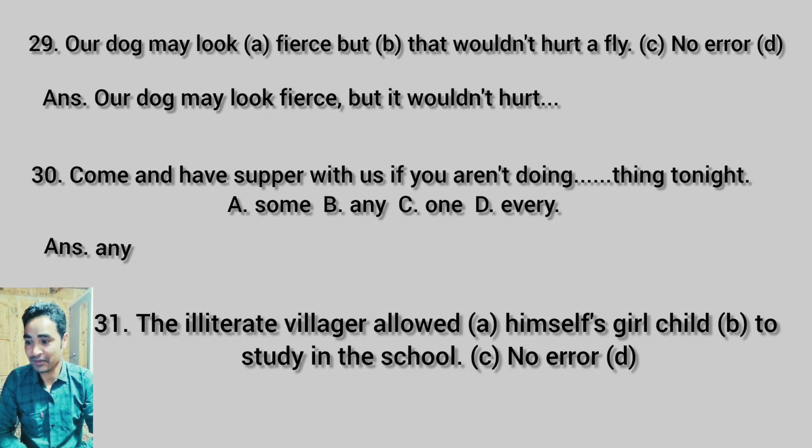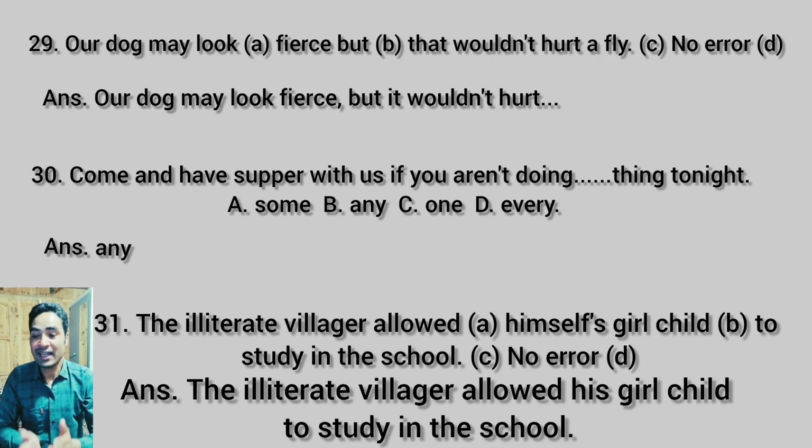Question number 31. The illiterate blazer allowed himself's girl child to study in the school. Guys, as I taught you, reflexive pronouns don't take apostrophes. You don't say himself's car, you say his car. You don't say herself's family, you say her family. You don't say yourself's decision, you say your decision. Similarly, in the sentence, himself's girl child is an error. The correction is, the illiterate blazer allowed a girl child to study in the school.